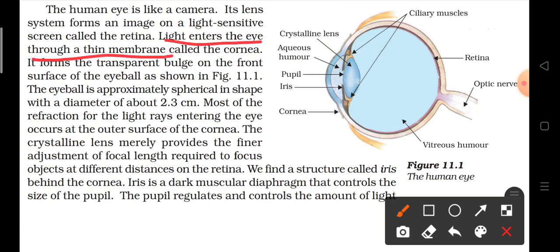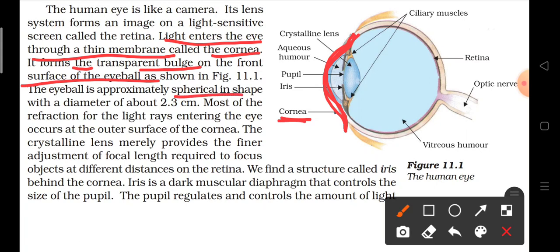The light enters the eye through the thin membrane called cornea. See, this is your cornea. It is a thin membrane. Most of the light that enters the eye first passes through the cornea, and the process that takes place over here is refraction of light, as the light passes from air into the eye, that is from one medium to another medium. It forms the transparent bulge on the front surface of the eyeball. Now this is the eyeball and it bulges out, उभरा हुआ है. So इस eyeball के front part में ये एक bulge out part है. कौन सा? Cornea.